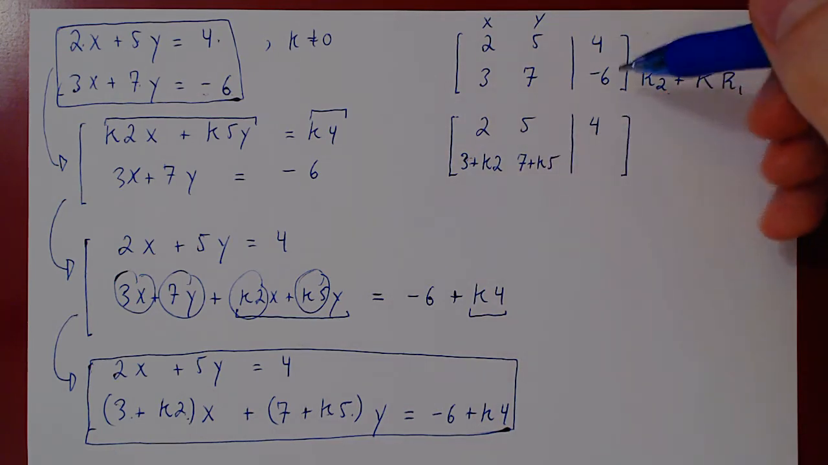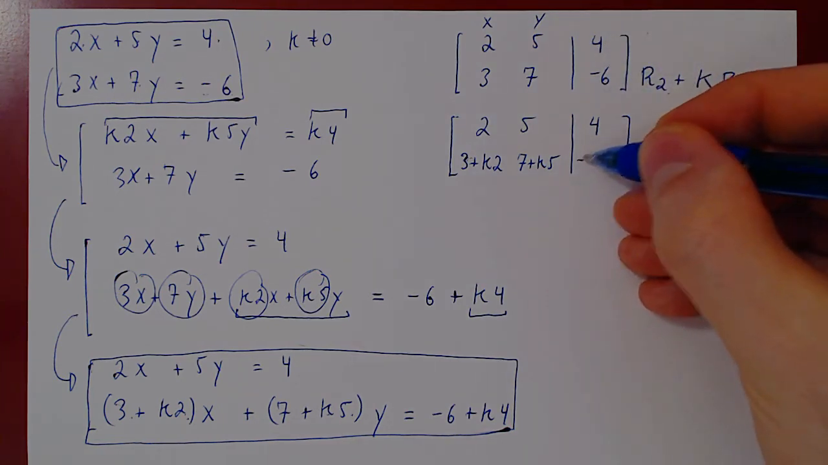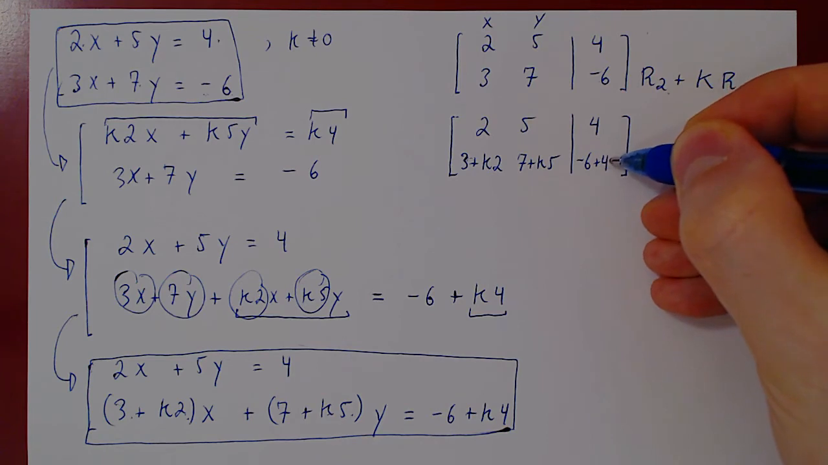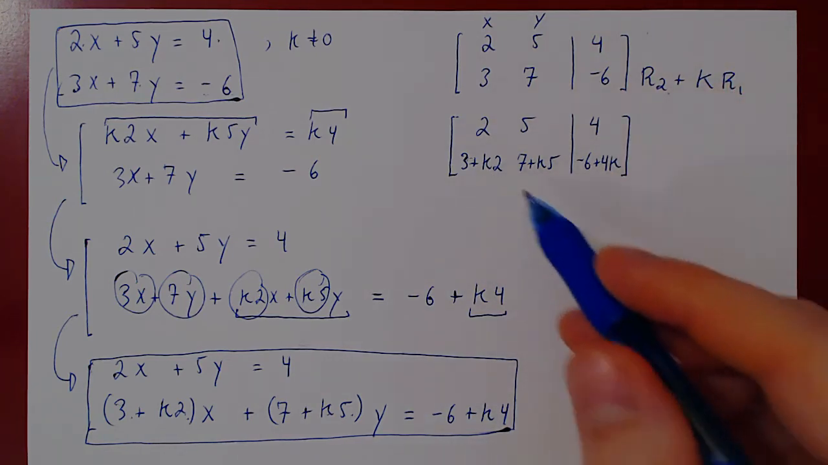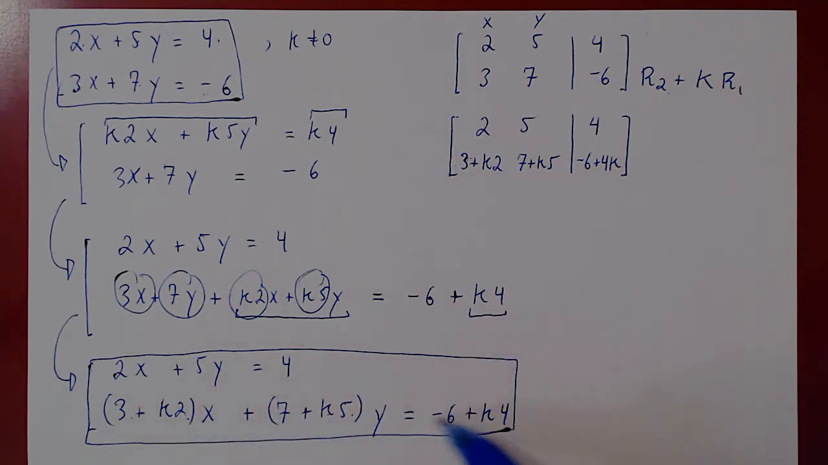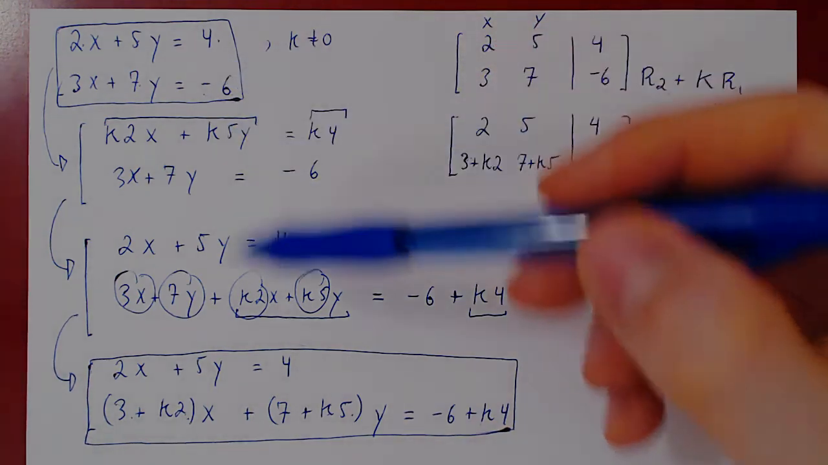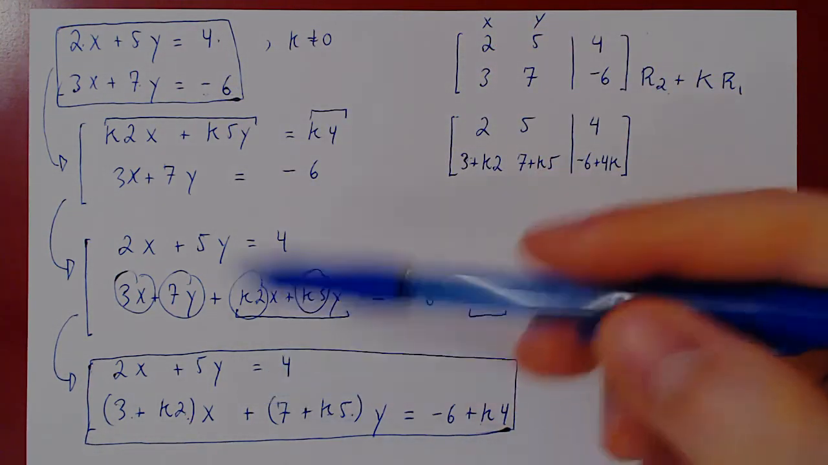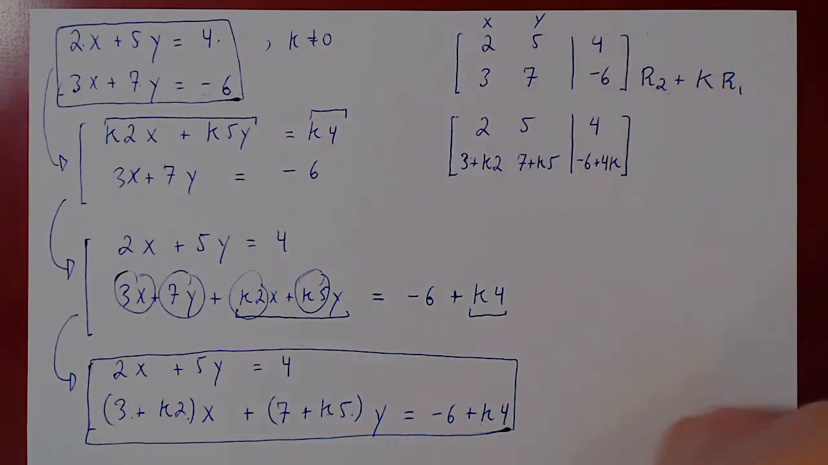And finally, row 2 plus k row 1, so negative 6 plus k times 4, or 4k, same thing. And so you see, indeed, this row corresponds to this linear equation. And so it works out. Because both linear systems are equivalent, both augmented matrices are also equivalent.